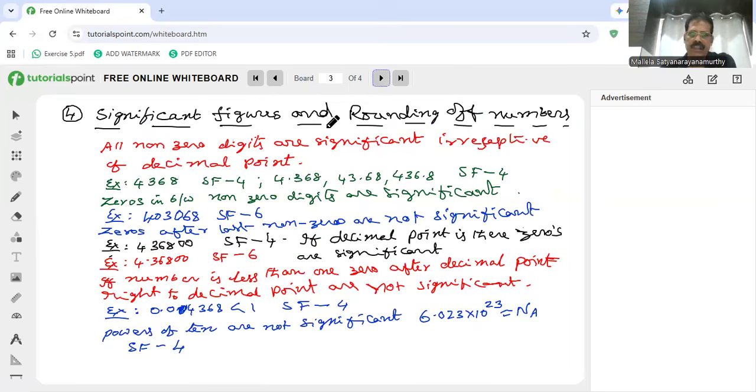Now, significant figures and rounding of numbers. This is most important. Recently in the 2025 NEET exam, they gave one problem based on rounding of numbers and significant figures only. A small controversy came up, but finally that exam got cancelled. So now there is a re-exam. That's why God gave one good opportunity to improve your NEET rank once again. Nobody will get this type of opportunity.